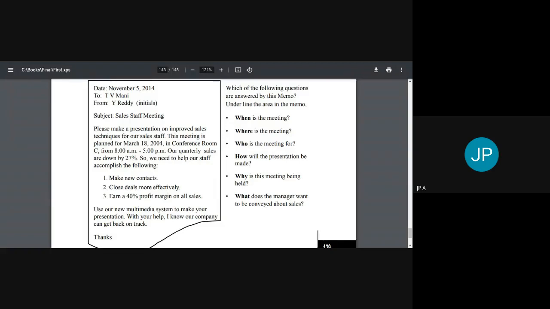So what is the difference between a memo and a formal letter? Memo is actually an internal communication in an organization. Memo is short for the word memorandum. It is actually very easy to write.